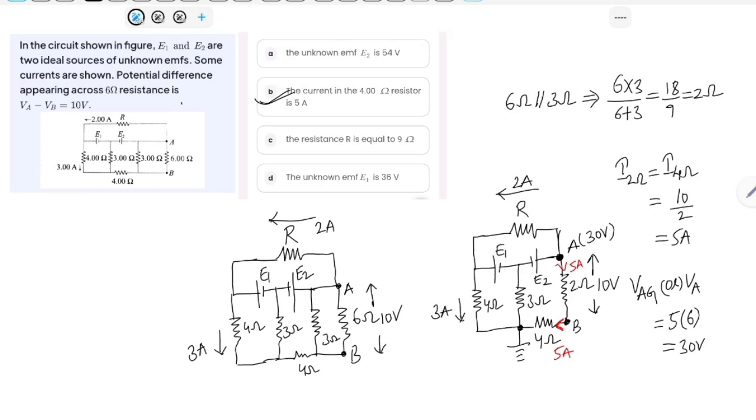Now, let me find this node voltage also. Let me give a name for that.